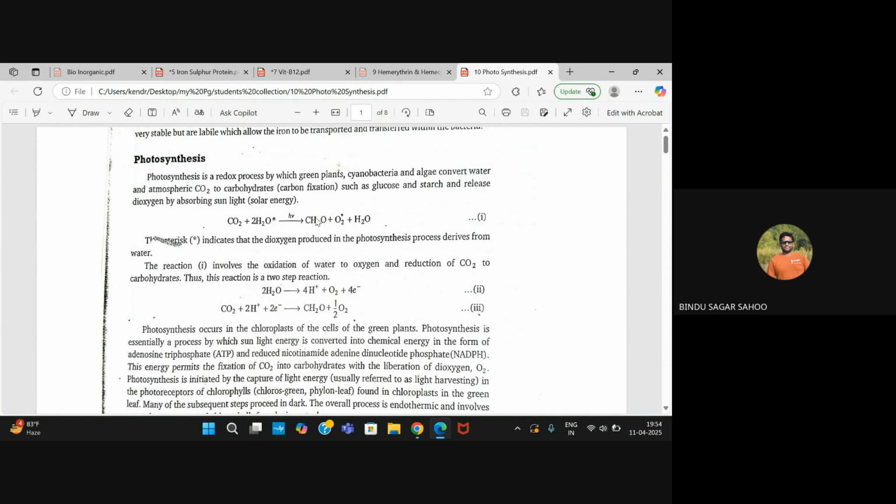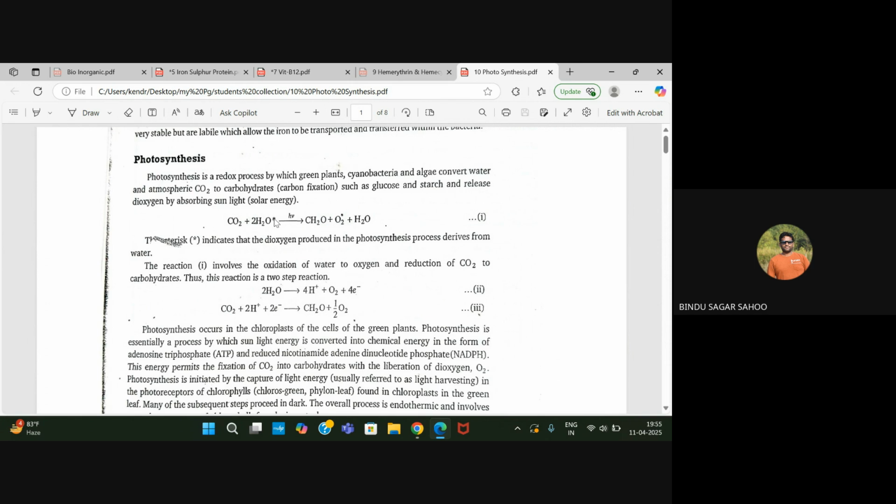C6H12O6, we can call it carbohydrate also. Okay, no issue. And CH2 doesn't mean this is the actual formula of carbohydrate. This is the empirical one. Okay. So in this process, he's saying that there is the removal of oxygen molecule in the photosynthesis process, and this oxygen comes from the water molecule. It doesn't come from carbon dioxide. It comes from the water molecule.